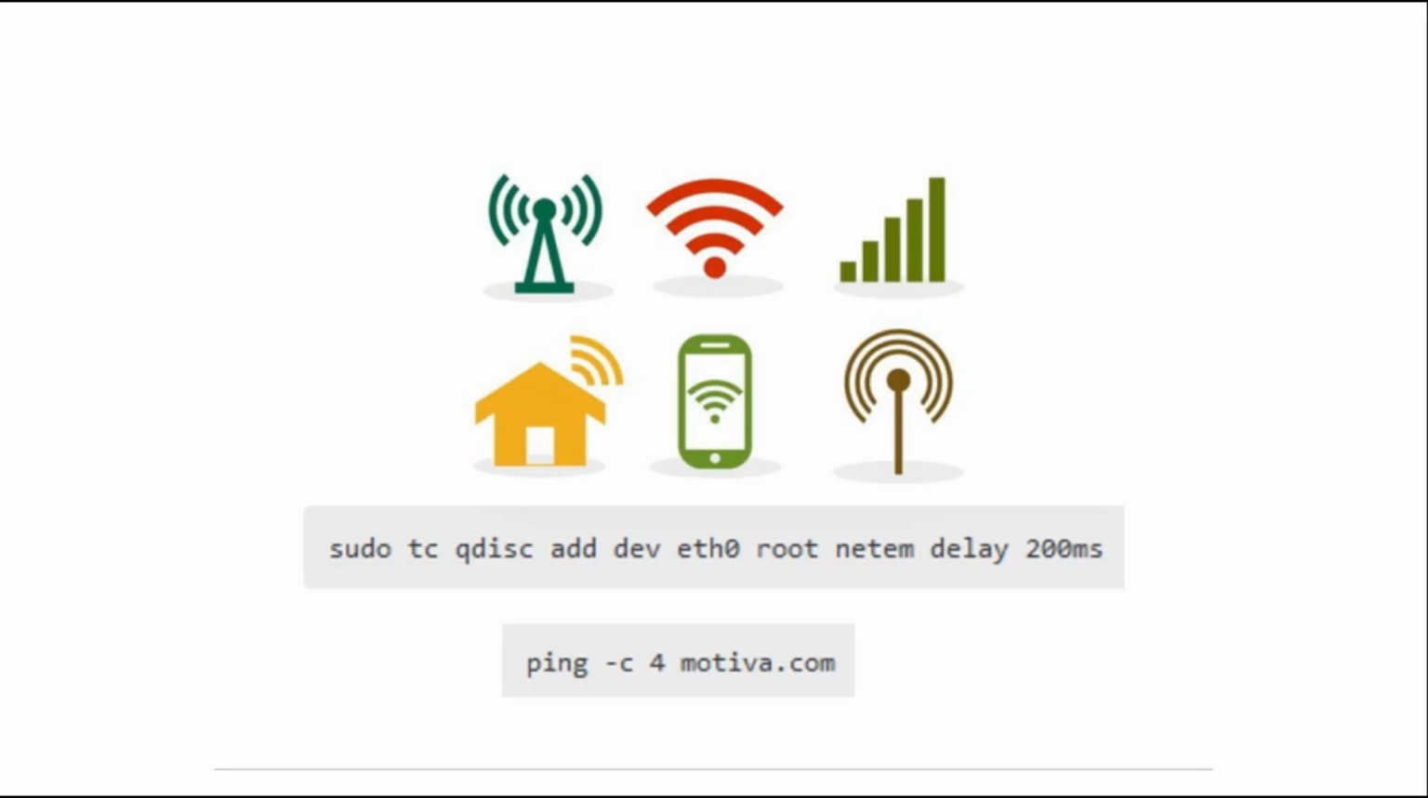You can verify the delay by running network test commands such as the ping command. This command sends 4 ICMP echo requests to the domain motiva.com to check its reachability and measure response times. This helps in diagnosing network issues, monitoring connectivity, and analyzing packet loss or delays.